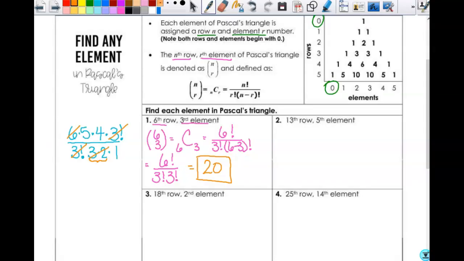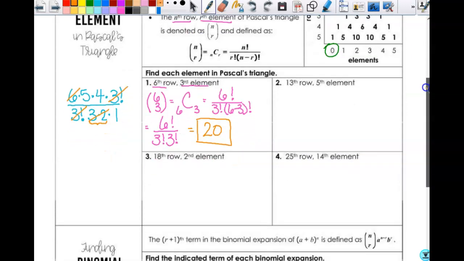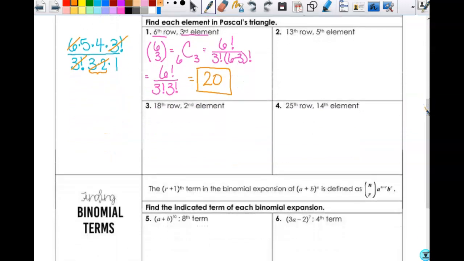All right, let's look at number 3. We don't need to do number 2. So number 3, my 18th row, second element. So that's going to give me 18 factorial over 2 factorial times 18 minus 2 factorial, so that'd be 16 factorial.